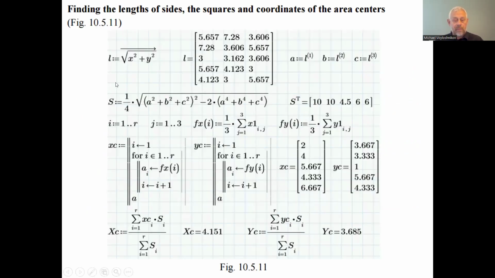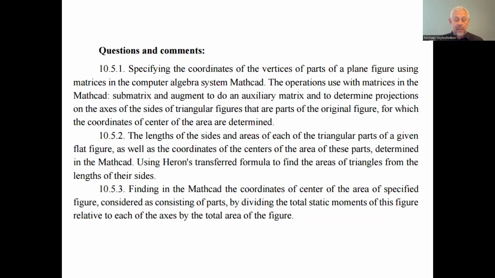This is Heron's formula. When we define the lengths, the columns of the lengths of all triangles of the subdivision of the assigned figure into the triangles, having all the lengths of the sides of the triangles, we can use Heron's formula. Next, we can use this formula to find the abscissa and ordinate of the location of the center of the area of each triangle. And then we can find the abscissa and ordinate of the coordinates of the center of the area of the complex figure assigned.